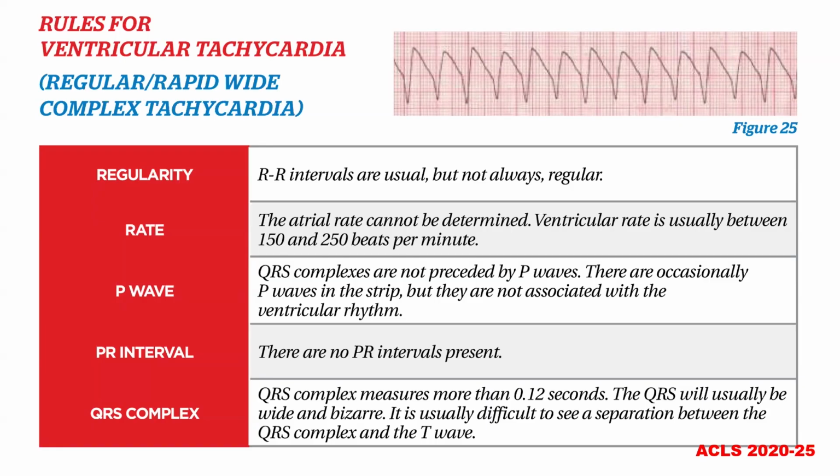The QRS complex measures more than 0.12 seconds. The QRS will usually be wide and bizarre. It is usually difficult to see a separation between the QRS complex and T waves. The typical VTach looks like this.